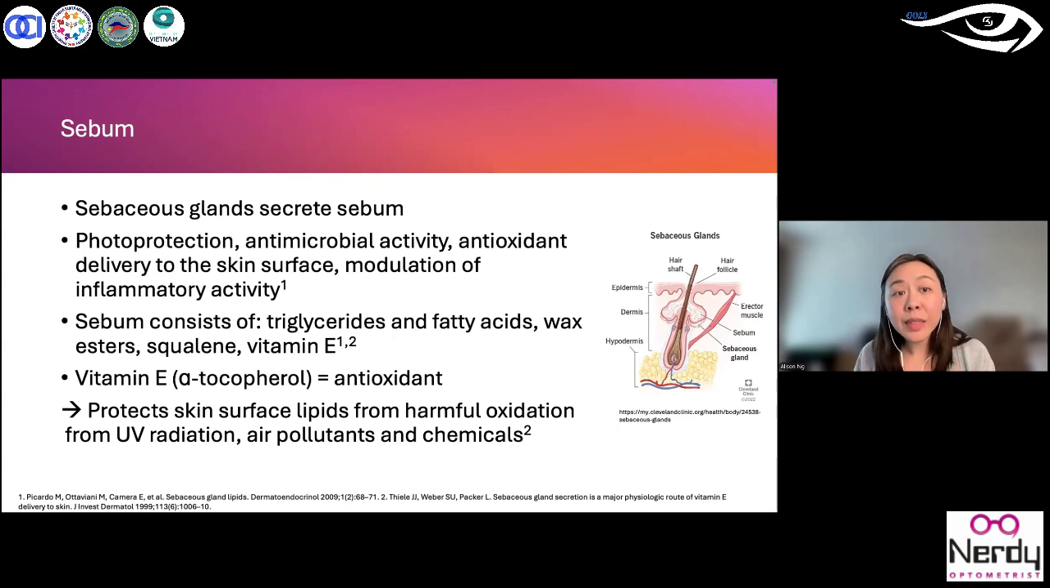And sebum itself contains mostly oils and fats, so triglycerides, fatty acids, wax esters, squalene, and vitamin E. And it's that vitamin E which is the antioxidant in sebum. This antioxidant protects the skin surface lipids from undergoing lipid peroxidation. That oxidative process can be quite harmful, and it's often caused by UV radiation itself, and it also gives us protection from air pollutants and some chemicals as well.